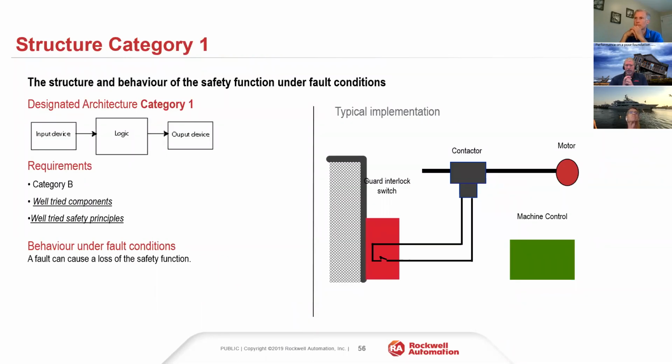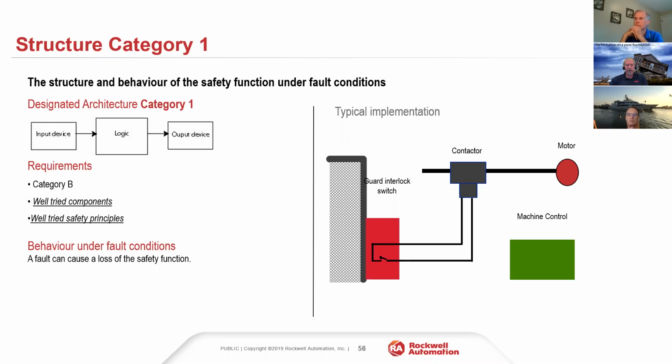Where we start talking about safety is Category 1. Category 1 has well-tried components, well-tried safety principles, and so on. Ultimately, it's a very simple safety circuit, and a very common implementation of this is a very old school safety circuit, right? Maybe we have a safety switch that's directly driving a coil on an MCR, or master control relay, in a cabinet. And I'm sure that historically we've seen machines that have this kind of application utilized, right?